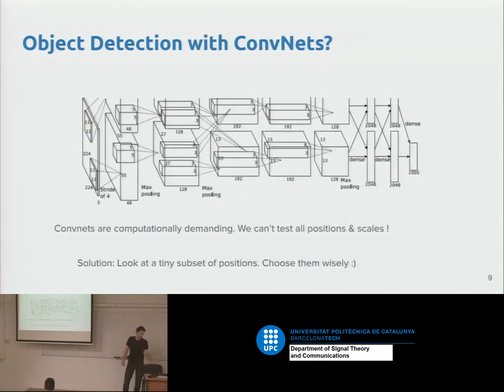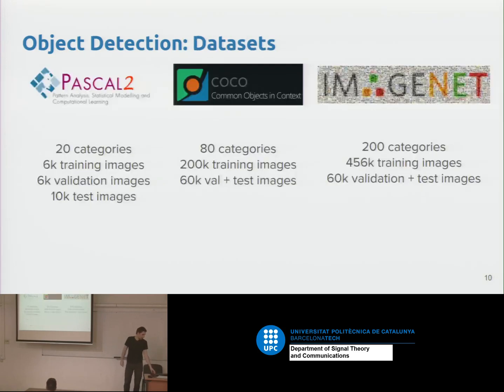But as we are using deep neural networks, and they are quite expensive in terms of computation, we cannot, okay, now we can, and later on I will explain, but let's say that we cannot test every location. So what we should do here is choose wisely which regions we are going to test, instead of testing everything blindly.